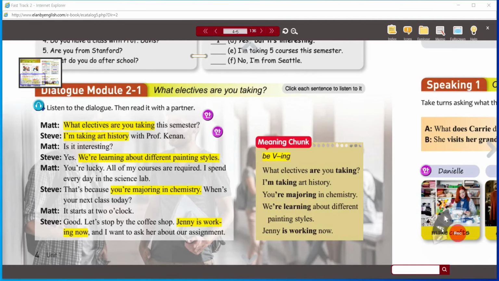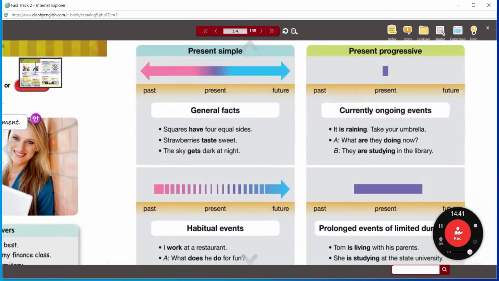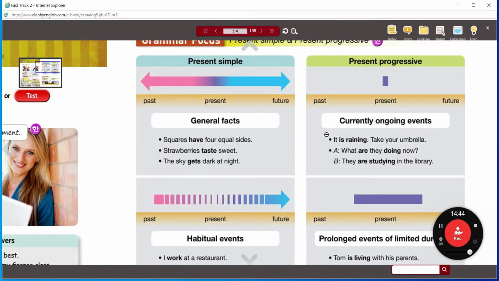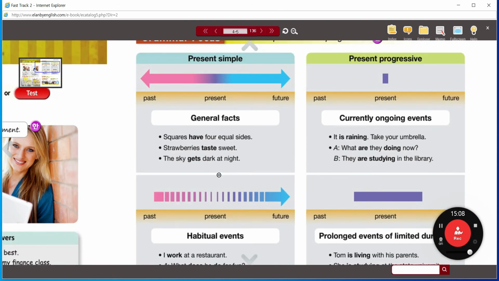So let's look at the grammar and see some specific examples and maybe look at some timelines. So at the top of page 5, you can see the names of the two grammar tenses that we're looking at. Probably most of you are familiar with these, and you've probably had lots of examples of the present simple. So present simple you have used before, and you see examples here.